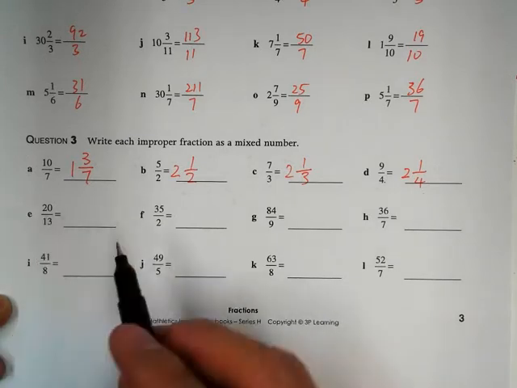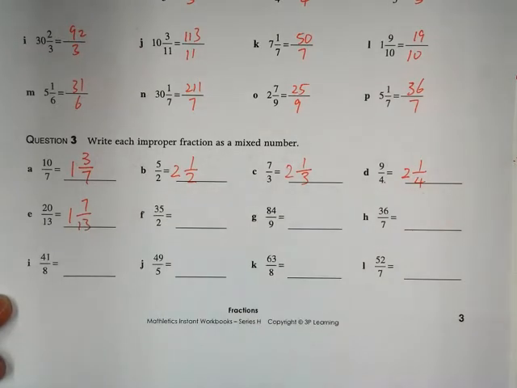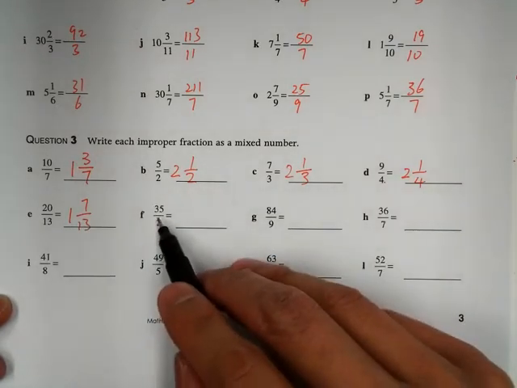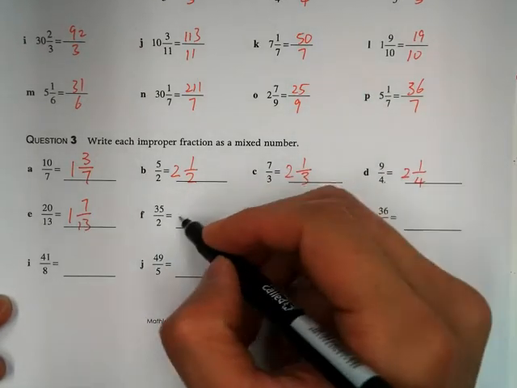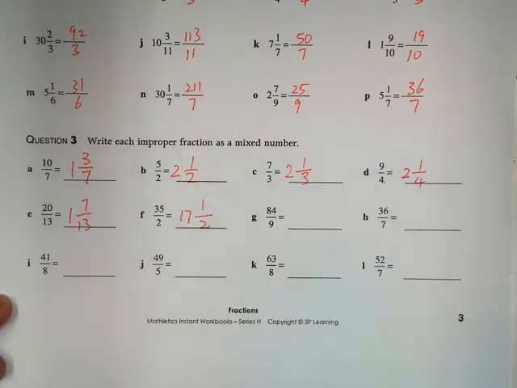How many 13s in 20? There's only 1, and 7 left, 7 is the remainder. How many 2s are there in 35? We can see it's 17, 2 times 17 is 34, remain 1.